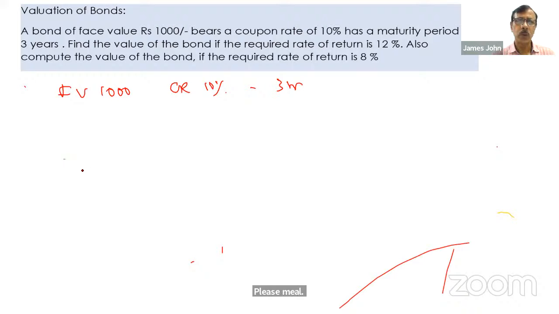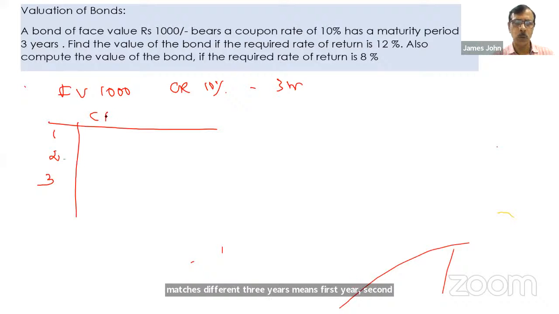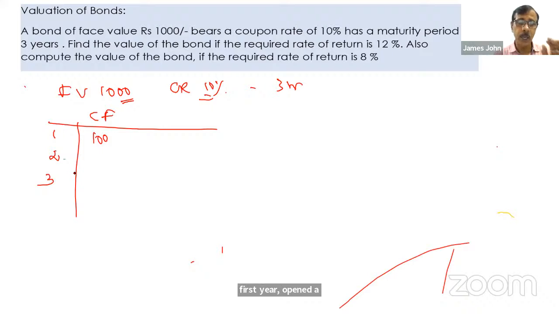Now, what you have to do? You have to write the cash flows. Maturity period 3 years means first year, second year, third year. And next is the cash flow. How much he gets for the first year? Coupon rate is 10%. Value is 100 rupees. So if a person invests in this bond, at the end of first year he gets 100 rupees. At the end of second year, again, he gets 100 rupees.